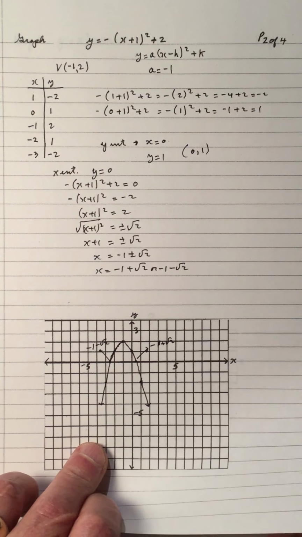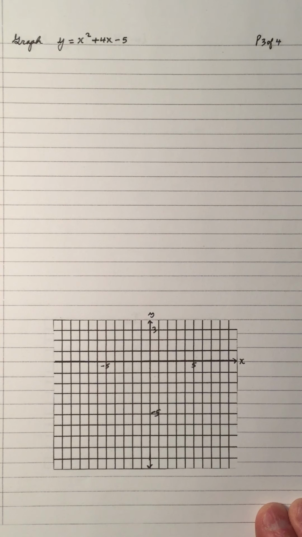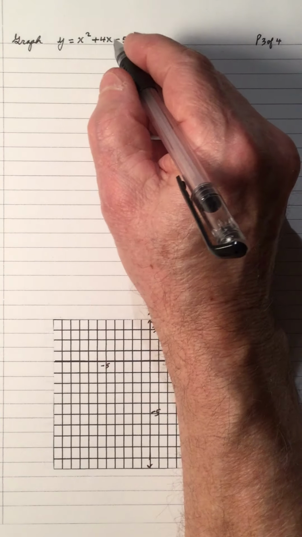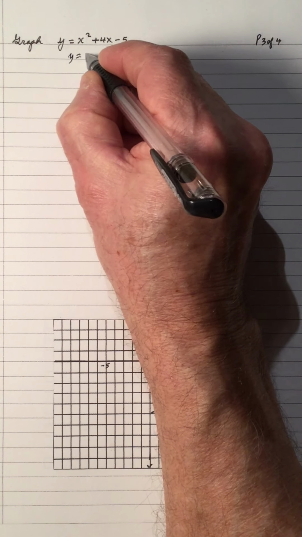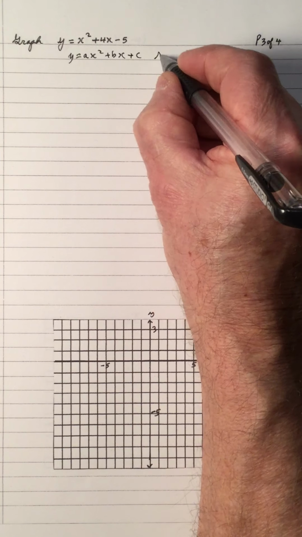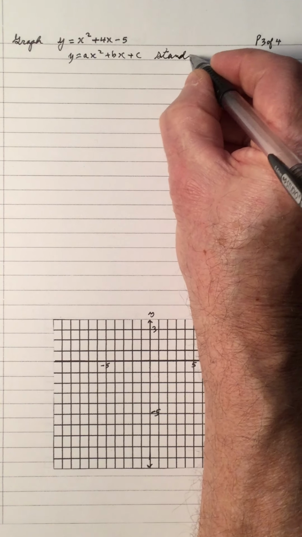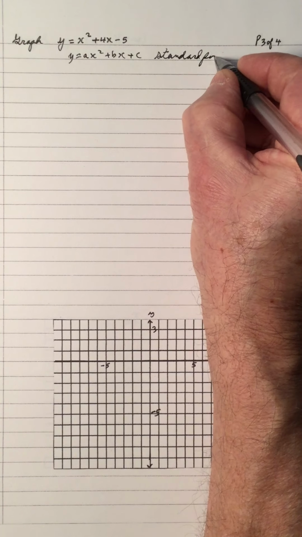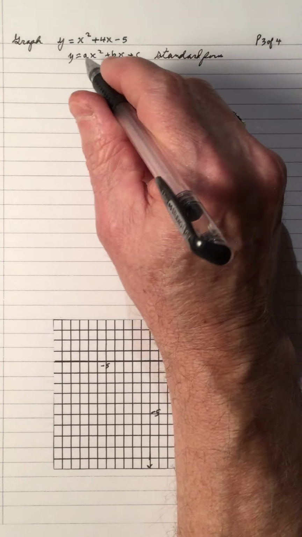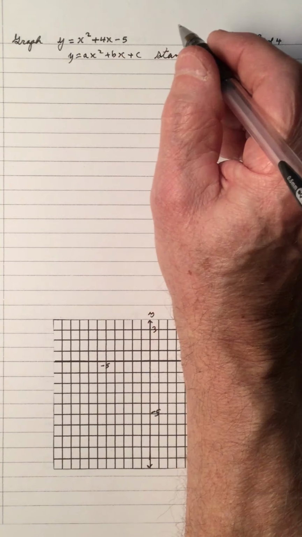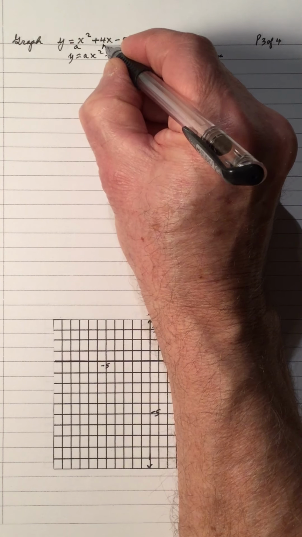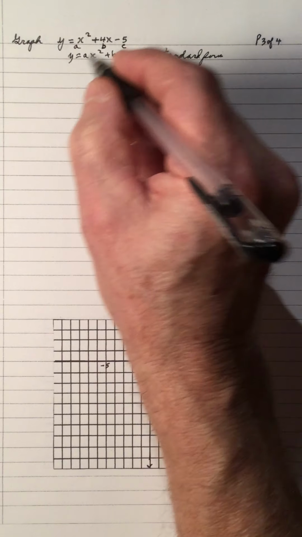Okay, that's graphing the vertex form. Now we have another form, y equals ax squared plus bx plus c, and that's the standard form of a parabola. So how do we graph the standard form? Well, one way is to say a is 1, b is 4, c is -5.